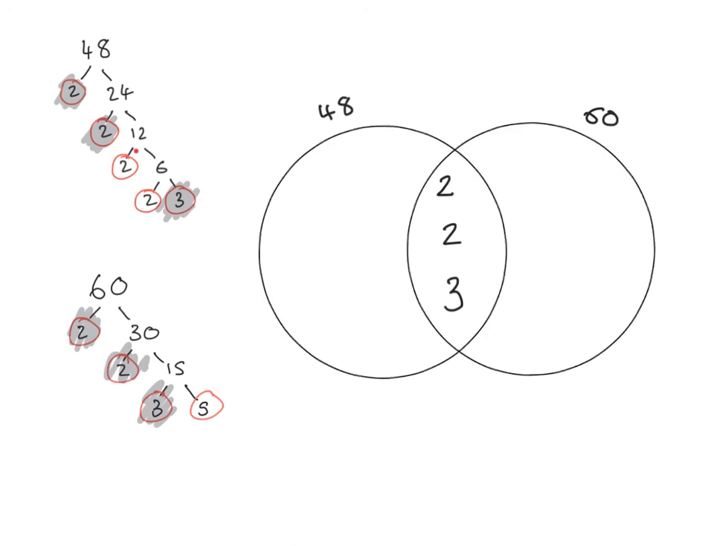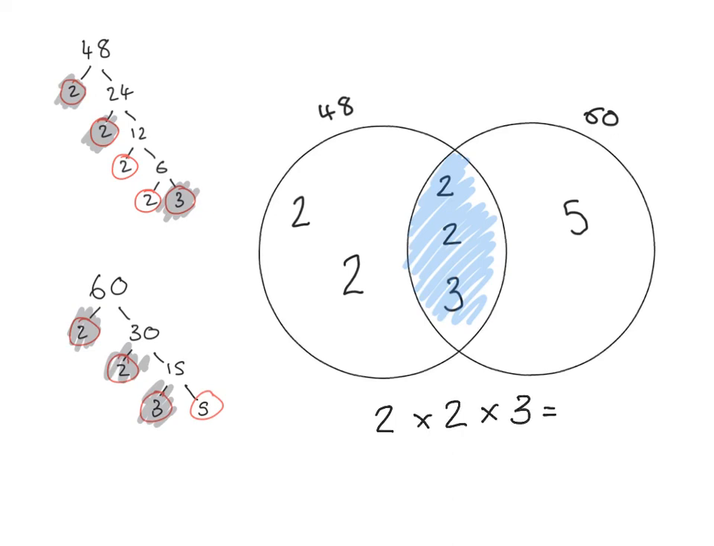And then anything that's left over needs to go into its relevant position. So on this side, on the 48 side, I've got a 2 and a 2. So I can put those in, 2 and 2. And then for the right hand side of the circle, for the 60, I've got the number 5 left on its own over here. And then to find the highest common factor, all I need to do is multiply together anything that's in this intersection part here. So I'm going to multiply together 2 times 2 times 3. 2 times 2 is 4, times by 3 is 12, which is the same answer that I have from before.